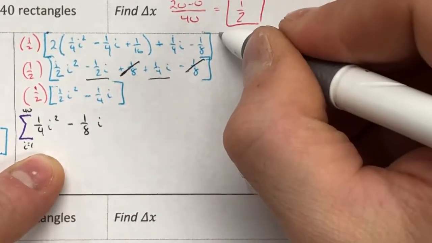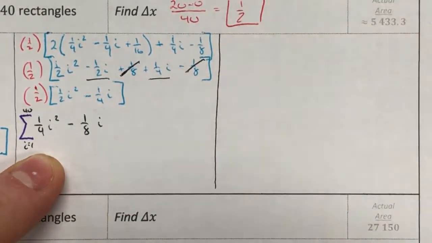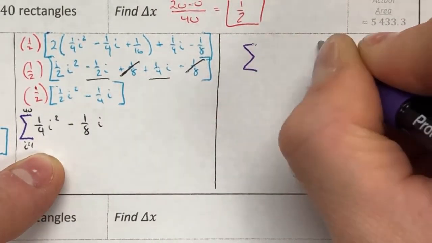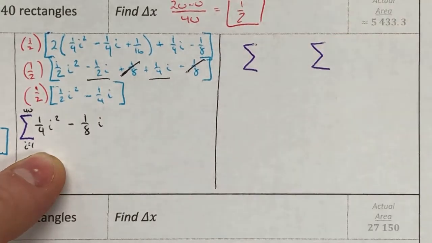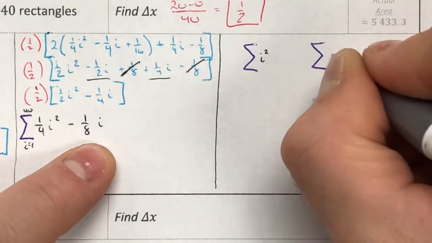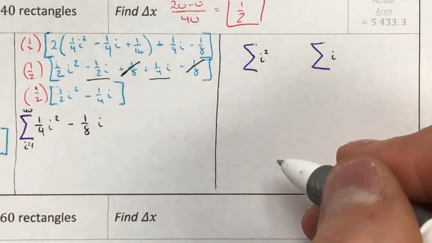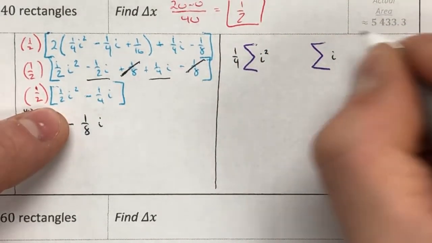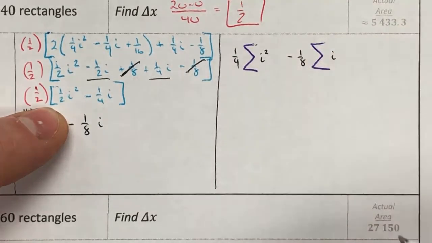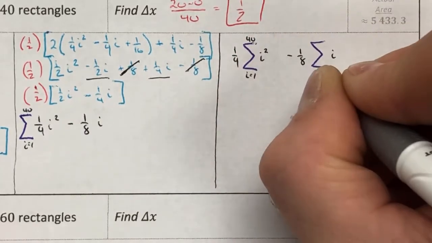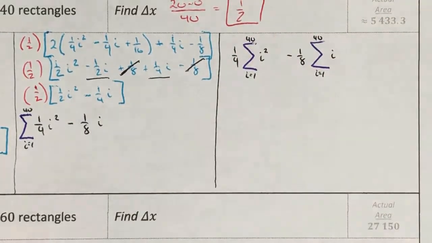I'm going to draw my line. I know because there's two terms, I'm dealing with two sums, sum 1 and sum 2. I know that for sum 1, I'm dealing with i squared. For sum 2, I'm dealing with i. I'm going to move all the constants out to the front. So this 1/4, I'm going to place in front of this, and this 1/8, I'm going to place in front of this. Both of them deal with 40 rectangles. Boom.